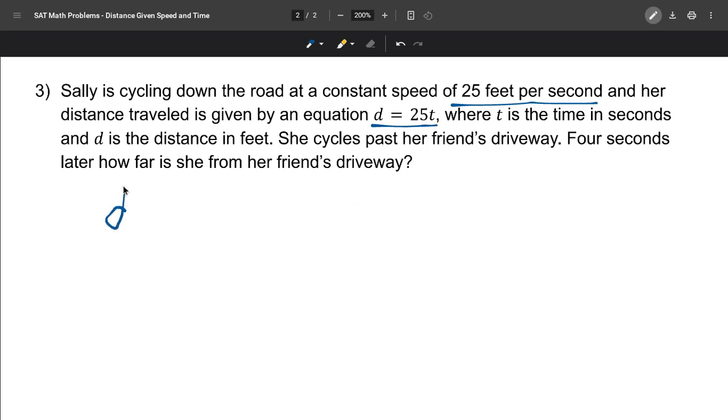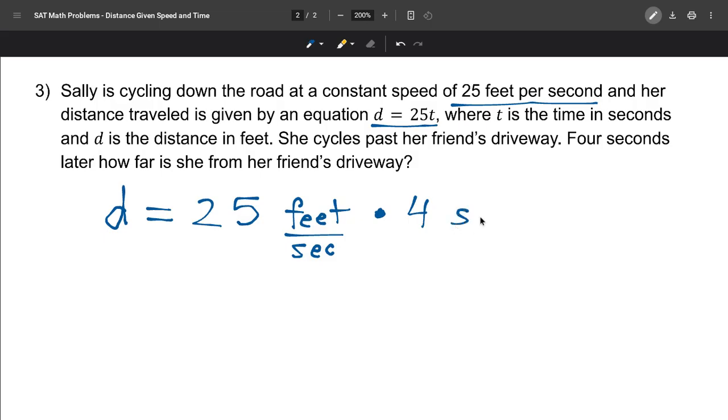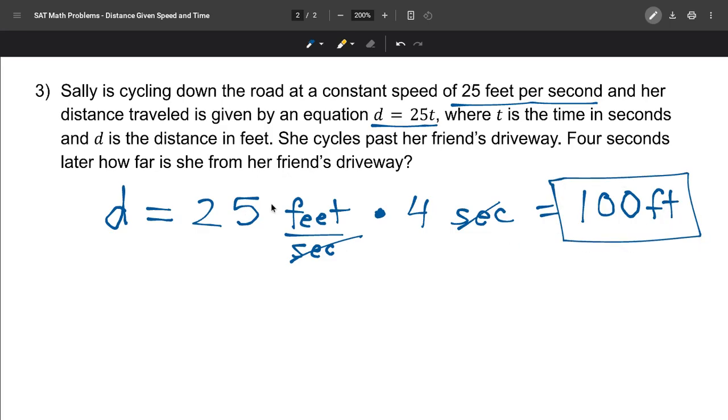So the distance here is going to equal 25 feet per second, and we're going to multiply that times 4 seconds. Seconds are going to cancel. 25 times 4 is 100, so we get 100 feet as our solution. Okay, let's try one more.